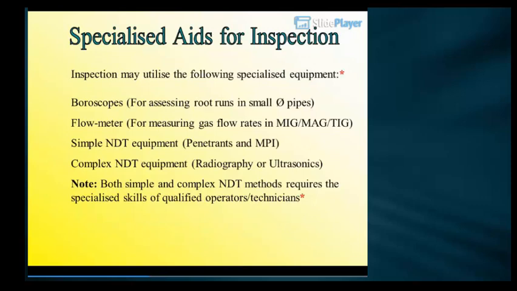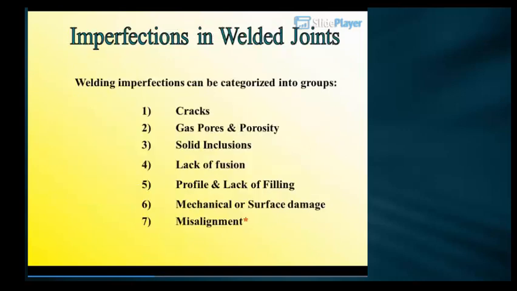Inspection may utilize the following specialized equipment. Borescopes, for assessing root runs in small bore pipes. Flow meter, for measuring gas flow rates in MIG/MAG/TIG. Simple NDT equipment, penetrant and MPI. Complex NDT equipment, radiography or ultrasonics. Note, both simple and complex NDT methods require the specialized skills of qualified operators/technicians.